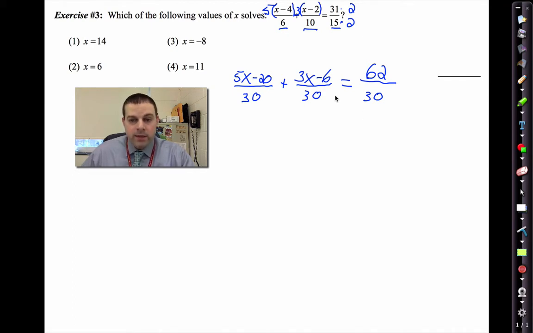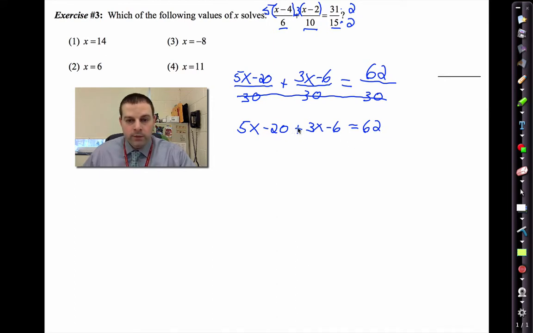So again, same idea as complex fractions, but again for a different reason. We can now take our 30s, our denominators, and cancel them out, and focus on the equation that results across the numerators. 5x minus 20 plus the second numerator, 3x minus 6, equals our third numerator, 62. Now, one thing you are going to want to be careful about in this type of equation, if this was subtraction between the two, we'd have to be very careful about not misplacing any signs as we combine our numerators.